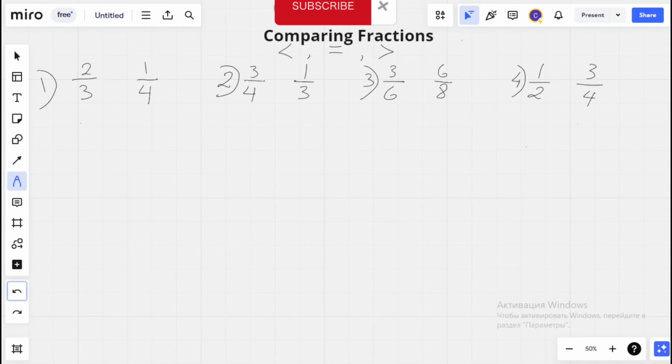Now, the first question, we have 2 over 3 or 1 over 4. Now, how do we do this? So first of all, we want to get this into a decimal form or a percentage. I think percentage is the easiest. But to get the percentage, we have to turn it into a decimal form first. So how do we do that? Well, simply just divide.